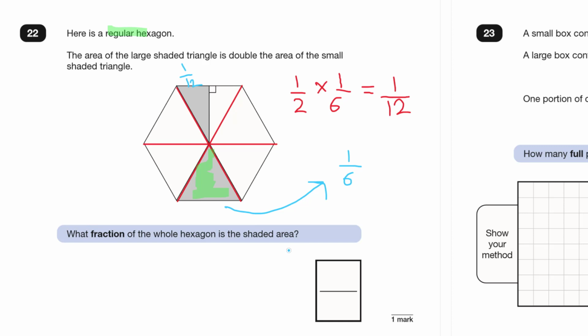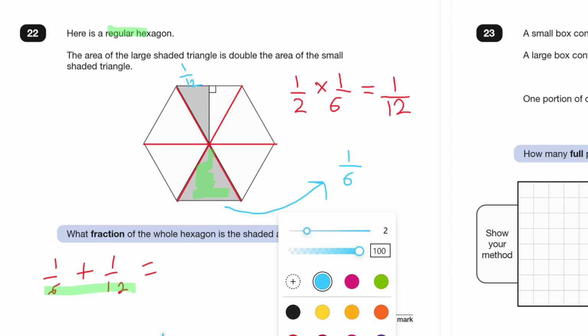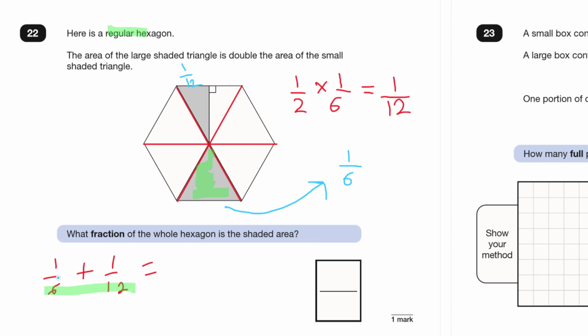Now we need to know the fraction of the whole hexagon of all the shaded areas. So we now need to add these up. So we need to add 1/6 and 1/12. Now when we're adding, we do need our denominators to be the same. Okay, so we're going to change at least one of our fractions so that we have equivalent fractions. Now I always check to see if my smaller denominator, 6, can scale up to meet my larger denominator, and it can. 6 does fit into 12, so I can just change my 1/6.